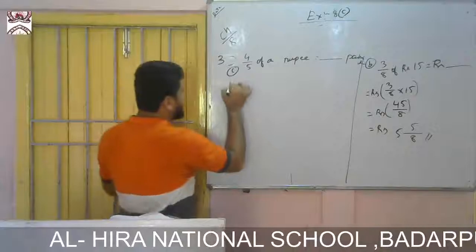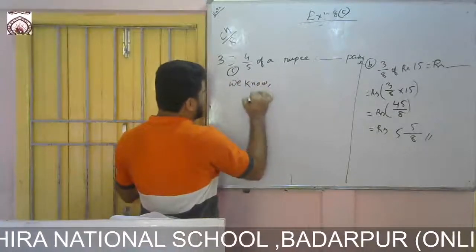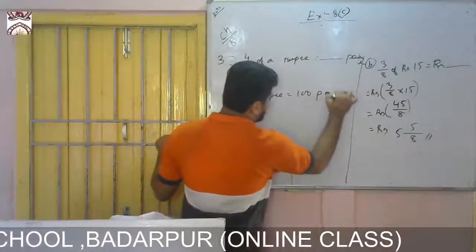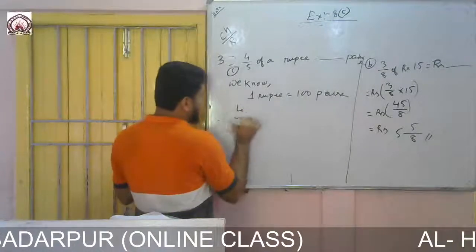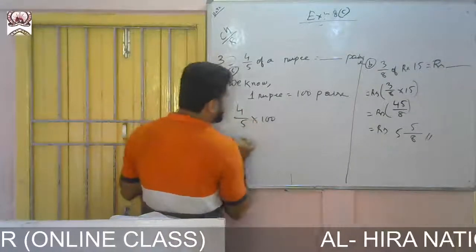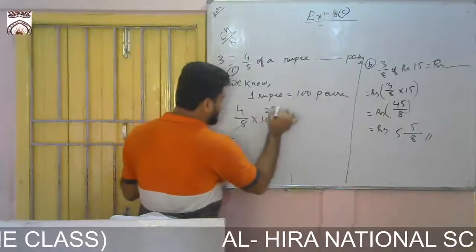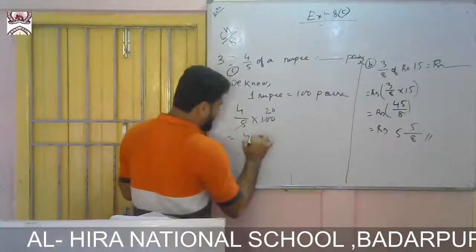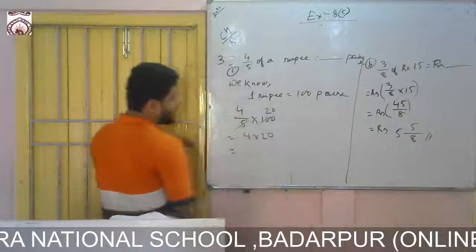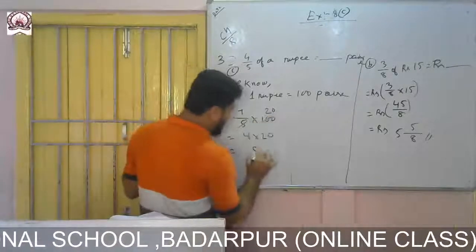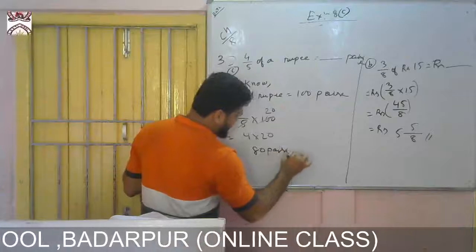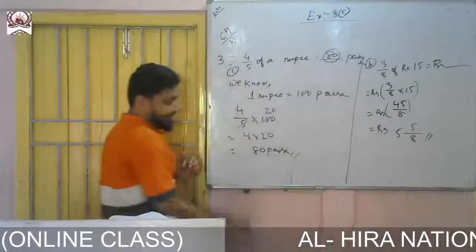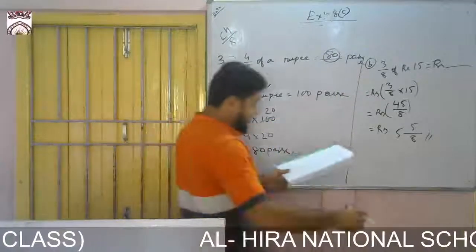So this one you write: we know 1 rupee equals 100 paise. Therefore 4 by 5 into 100, how much? 5 20s are 100. So it is 4 into 20, 4 20s are 80 paise. That will be 80.